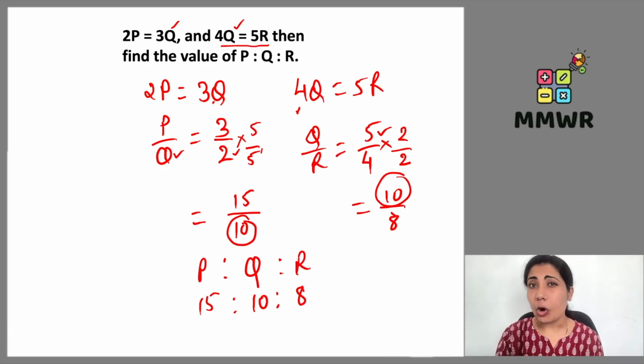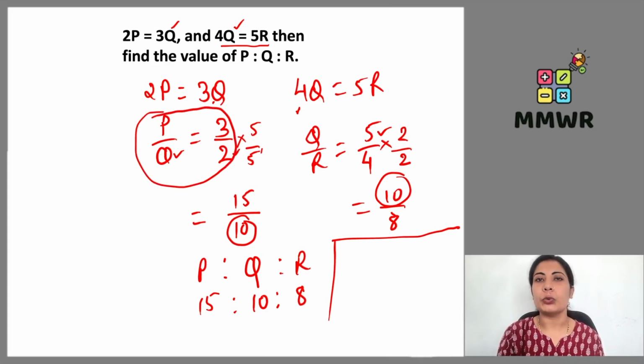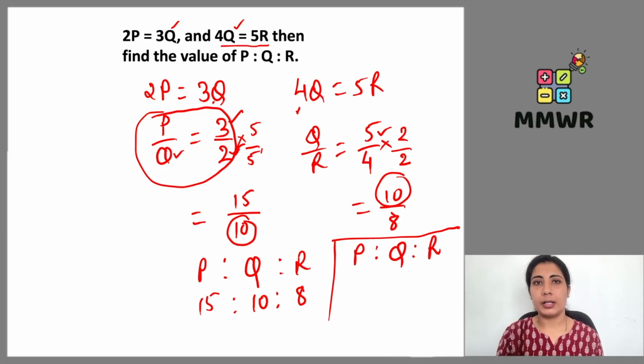Now, is there anything common among all three of them? If there is, we will of course divide it out. But we should have a shortcut method also. What is that shortcut method? As soon as we get the value for P ratio Q, what is that? 3 is to 2. So I am going to write the value for P ratio Q ratio R. The value for P ratio Q is 3 is to 2.